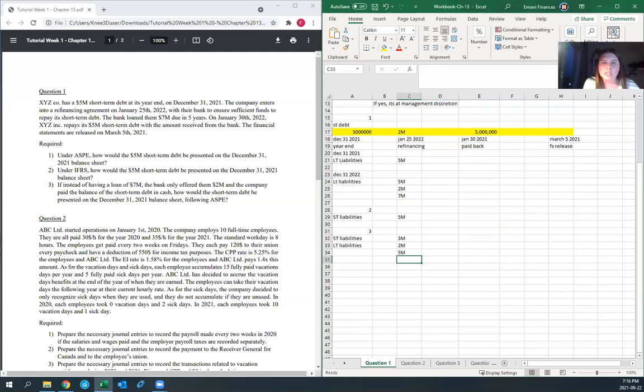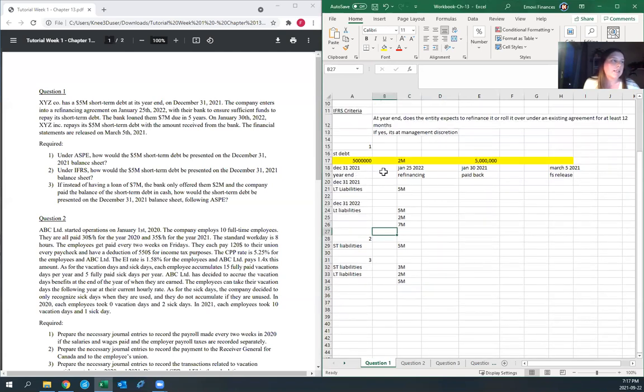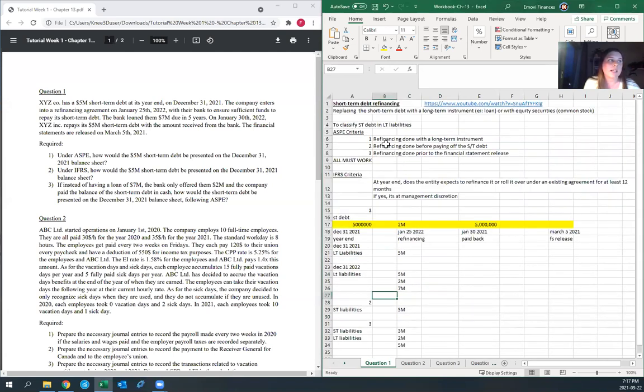For your question, Kathy, how come it's long-term for ASPE and short-term for IFRS? Because for ASPE, it checked all the criteria that were here. It checked refinancing done with these three. So it means that you can put the whole amount in your long-term liabilities. It checked all the boxes. The amount is also greater than the loan, so you're good. IFRS, it did not fulfill the criteria to have an existing agreement. So you cannot put anything in your long-term liabilities.